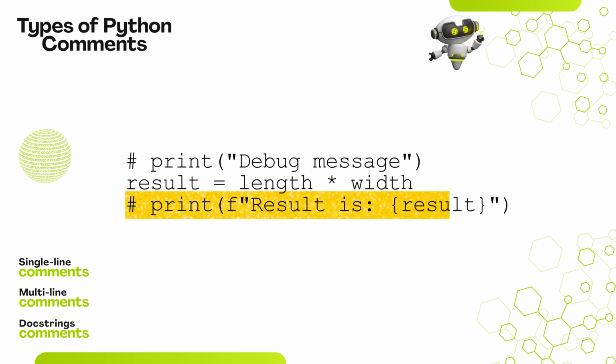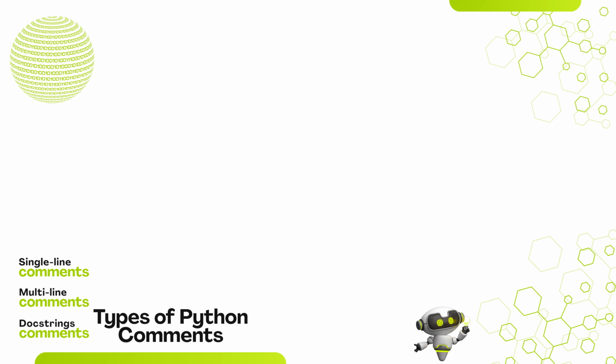The third line is another commented out print statement. Again, the hash symbol at the beginning means Python ignores this entire line. Programmers often comment out debug print statements like this once they've finished debugging rather than deleting them, because they might need them again later. Now, let's talk about writing good comments.